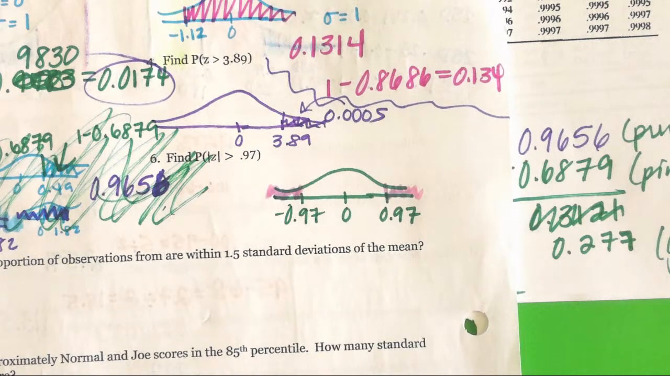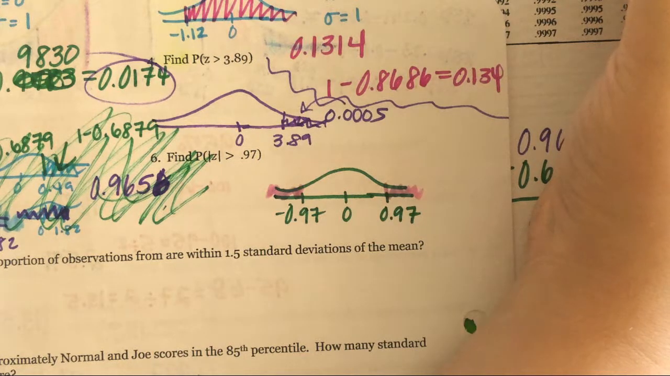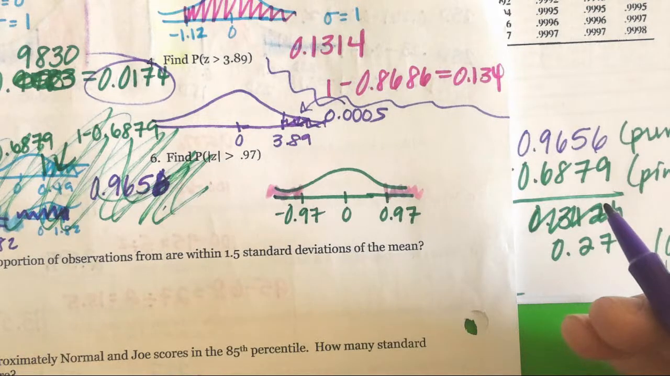So if you go to your table and find 0.97, it says 0.8340. But is that the answer we're going to write down? No. Why? You need to double it. What?